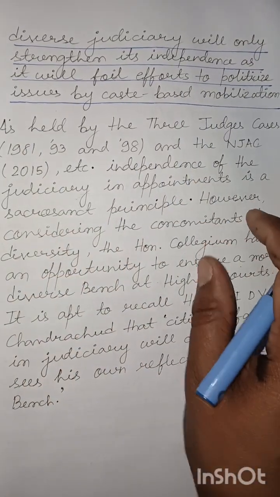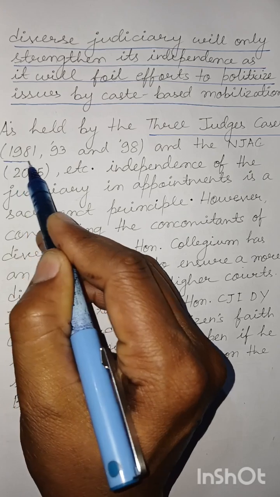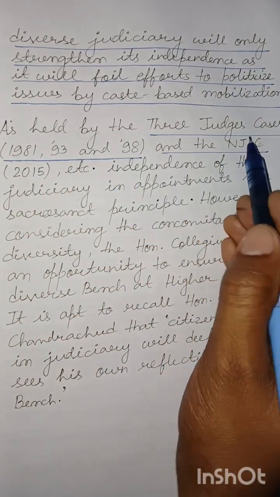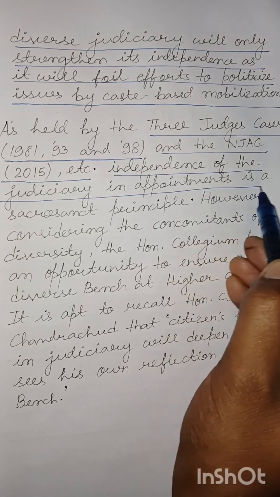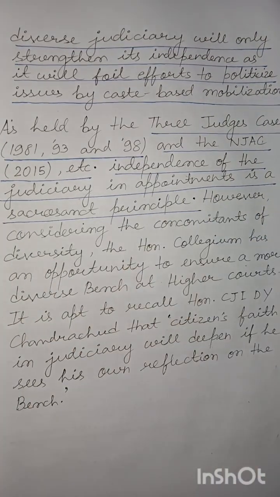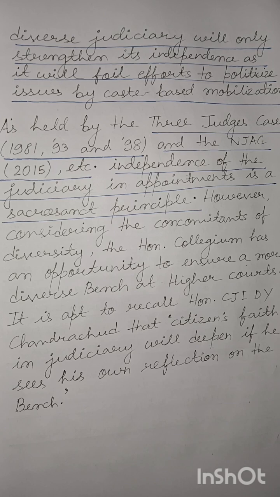Now, talking of the requirement of independence of the judiciary as held by the Three Judges cases of 1981, 93 and 98, and the NJAC, that is National Judicial Appointments Commission Act of 2015, independence of the judiciary in appointment is a sacrosanct principle. If you recall, the Supreme Court had held the NJAC Act ultra vires, that is against the law, because it held that the independence of the judiciary, at least in matters of appointment, is a part of the basic structure of the Indian Constitution, and it cannot be taken away even by an amendment. So we have to indeed stick to this principle of judicial independence, that is autonomy of the judiciary in appointments to the higher judiciary.